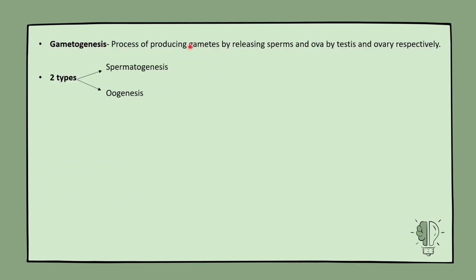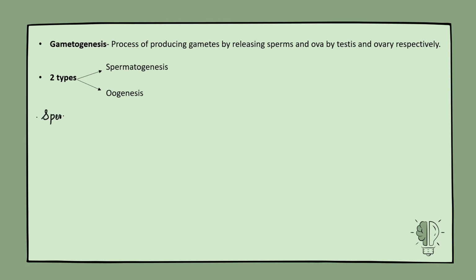Gametogenesis is the process of producing gametes by releasing sperms and ova by testes and ovary respectively. Now, the process of releasing sperms by testes is called spermatogenesis, and the process of releasing ova by ovary is called oogenesis. In this video, we'll be learning about spermatogenesis in detail.